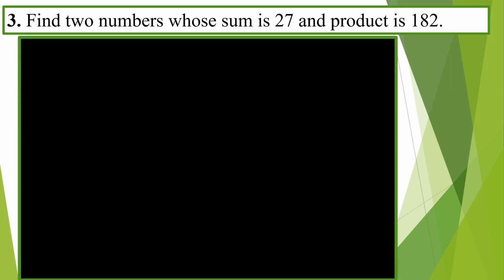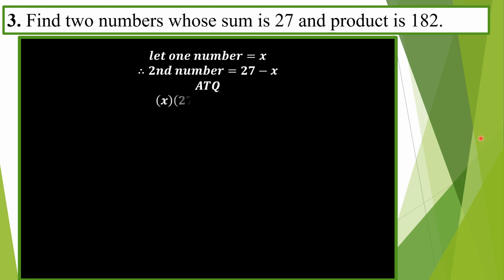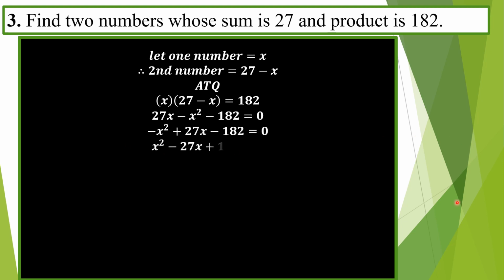Find two numbers whose sum is 27 and product is 182. Let one number be x, sum is 27, then the other number will be 27 minus x. So the product, according to the question, should be equal to 182. So x, one number, times 27 minus x, the second number, is equal to 182. We'll simplify this to get the quadratic equation, right?